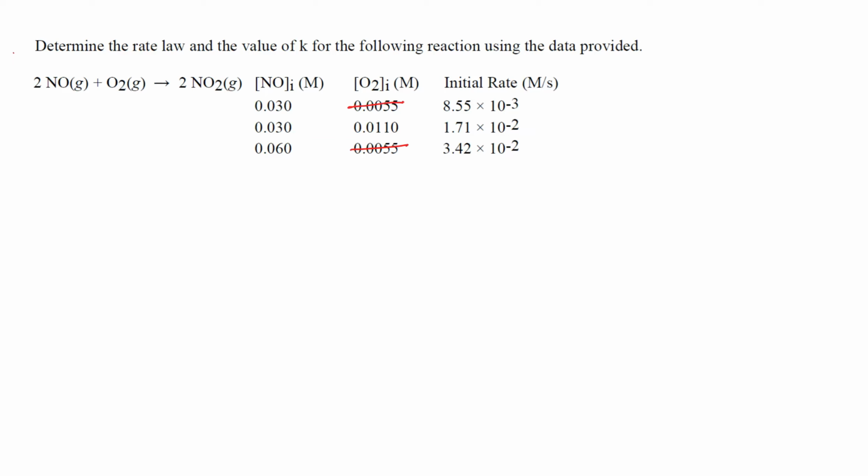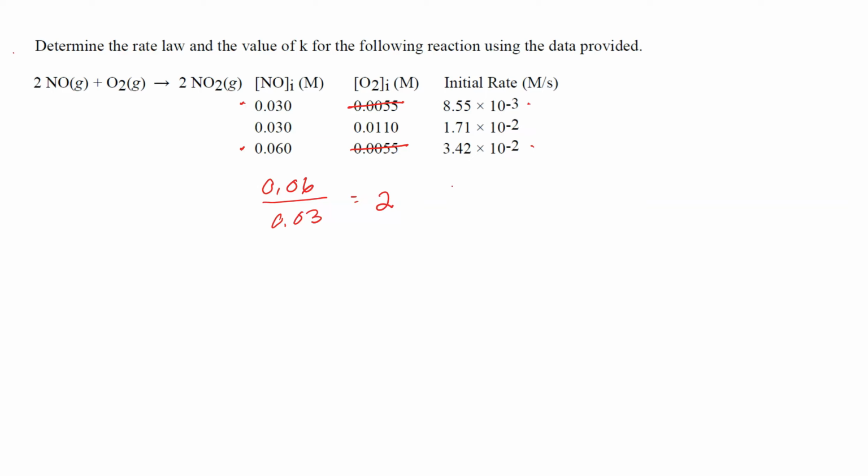Let's start with this being set so that we're looking at NO initially. So we're going to evaluate from these two initial concentrations of nitrogen monoxide and also using these two rates. So I'll start with 0.060 over 0.03, which is a ratio of 2.